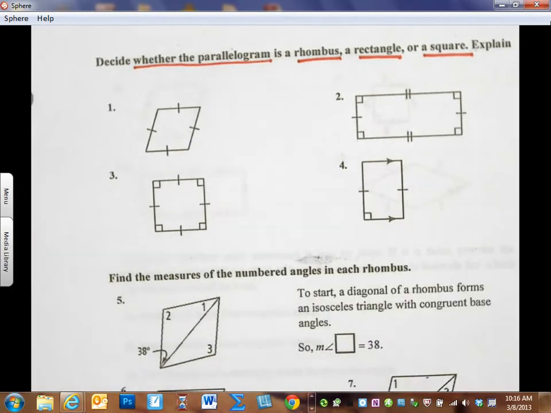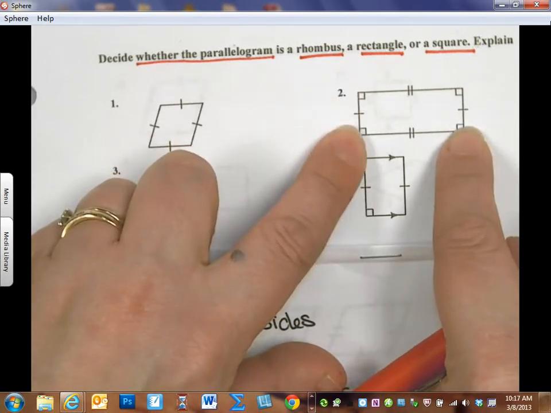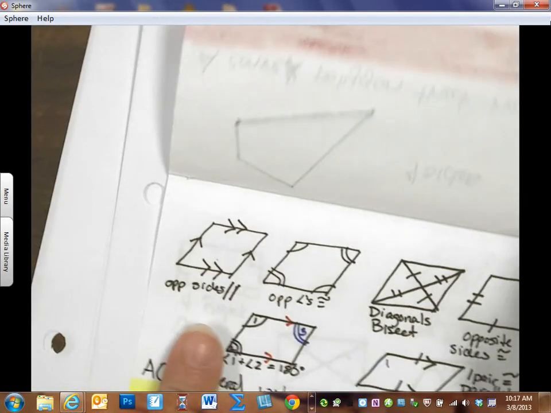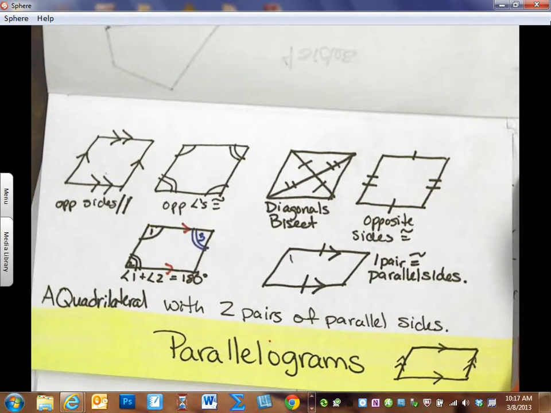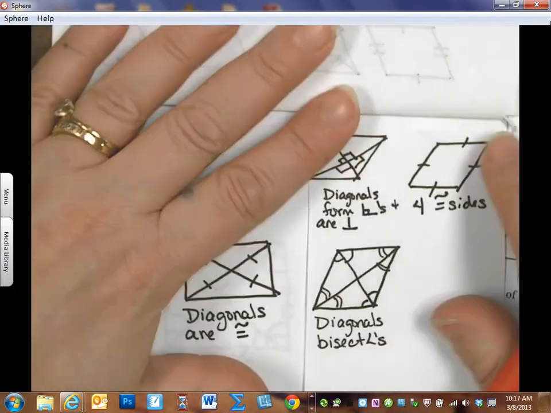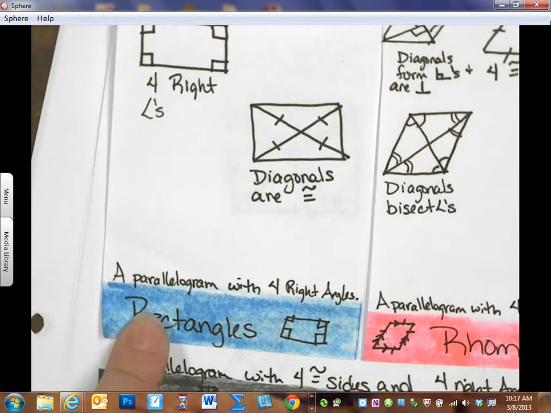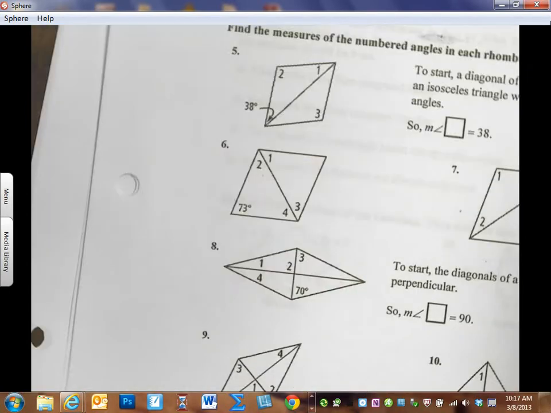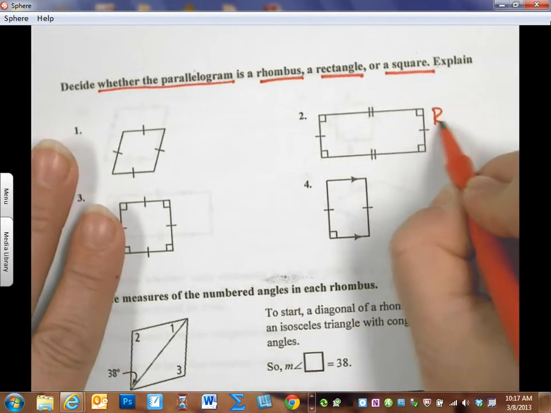When I look at 2, I have 2 pairs of congruent sides and 4 right angles. I get the 2 pairs of congruent sides from the parallelogram, right? That's true about any parallelogram, so that doesn't tell me what it is. It just says it's a parallelogram. But now I have to see where it tells me I have 4 right angles in the corner. Is it a rectangle or a rhombus that tells me that? A rectangle. It is a rectangle because I have 4 right angles.